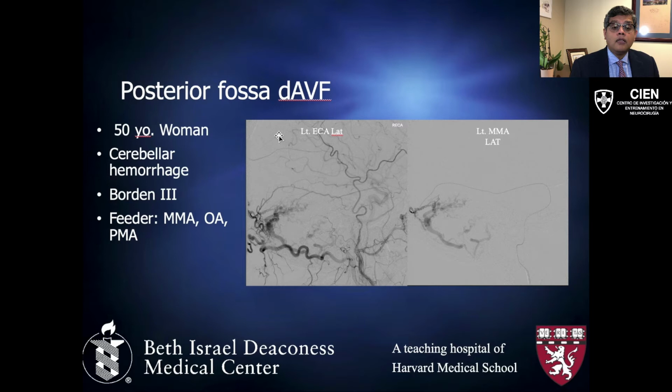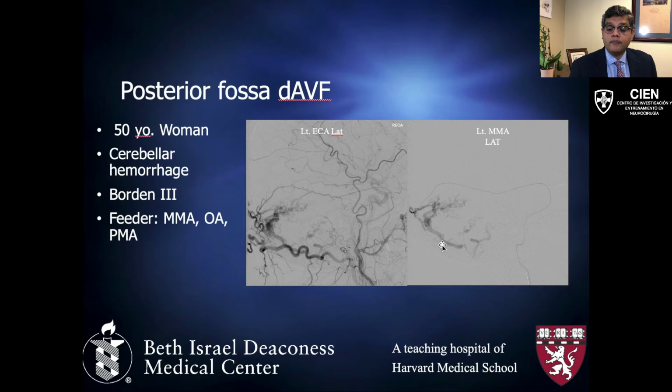This is again a patient who presented with a posterior fossa dural AV fistula, predominantly supplied by the middle meningeal artery, the occipital artery, and the posterior meningeal artery. And you can see this fistula supplies the cerebellum here. This is the posterior aspect of the cerebellum. And you can see numerous veins in the cerebellum and a final large draining vein here.